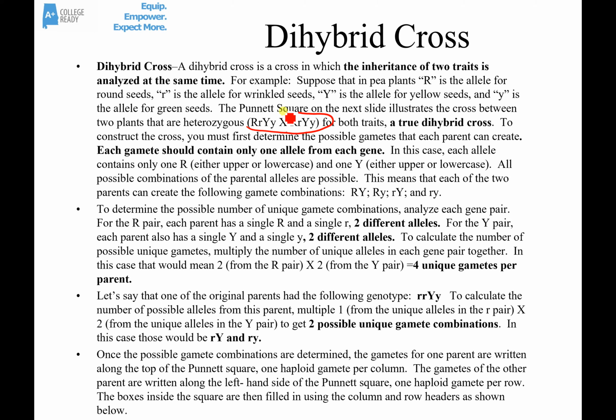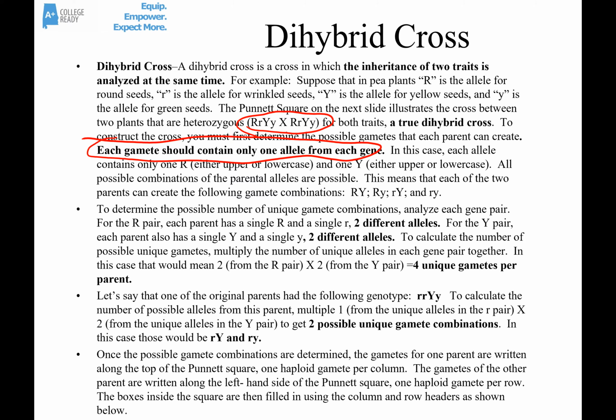And you can see what we mean here. So that's big R, little r, big Y, little y for both. That's a true dihybrid cross. We're looking at 2 traits and the organisms are hybrids, or heterozygous, for both of those traits. To construct the cross, we first have to determine the possible gametes that each parent can create. It's important to remember that each gamete should contain only 1 allele from each gene. So in this case, each gamete is going to get an R allele and a Y allele, only 1 of each. So we've got to figure out what all the possible combinations are.